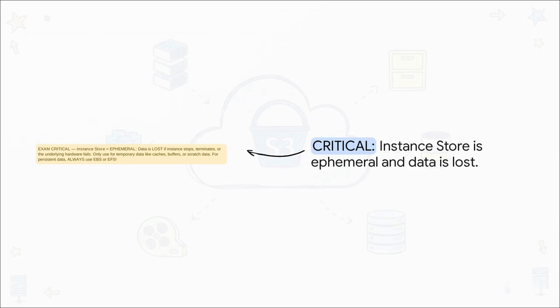Now, I need to give you a serious warning about the Instant Store. It's kind of like a temporary table at a cafe. The data is ephemeral, which is just a fancy way of saying any data stored there is completely wiped out if the virtual instance stops, terminates, or if the physical hardware fails. So only use it for temporary scratch data. Never, ever put permanent data there.